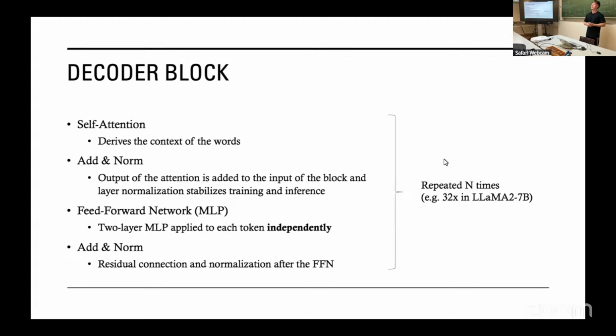Then for the rest, it's just a normal feed-forward network where in between we add the output of the attention layer to the next block, normalize it for data stability, and feed it into an MLP, where each token is going to be processed independently. This is going to become important later. And afterwards, for the next stage, we're going to add and normalize again.